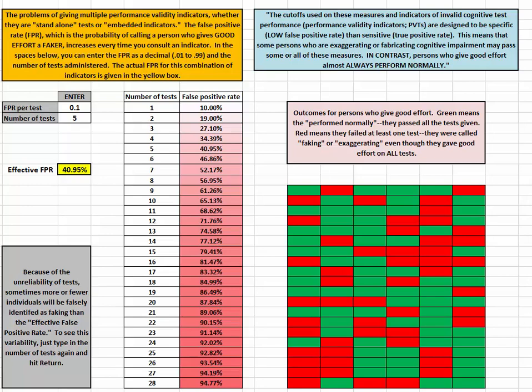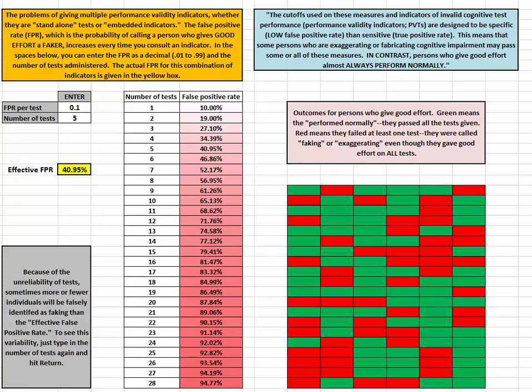I just want to review this file that is available on my website, richardfrederick.com, under files. And this is the problem of combining multiple tests of malingering, or multiple tests called performance validity indicators. It's the sort of problem that arises whenever an evaluator gives many tests, whether they're standalone tests or embedded measures of malingering, to evaluate whether somebody is cooperating during an assessment of cognitive abilities.